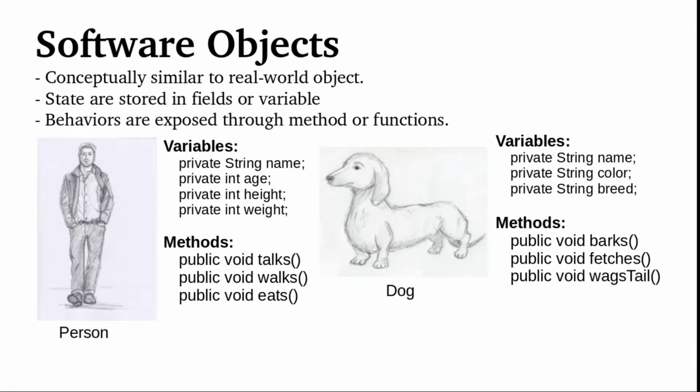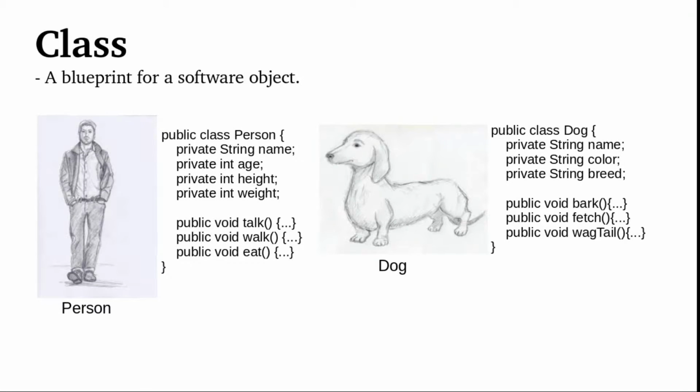Let us see how these real world objects can be represented in software. It's simple. State is stored in fields or variables as data, and behaviors are exposed through methods or functions. These variables and methods can be used in the software world to emulate real world object states and behaviors. So the question is, where would you write these variables and functions? And the answer to that is class. This is the reason why class is also known as the blueprint of the object, because an object created would have the same states and behavior that you define in the class.